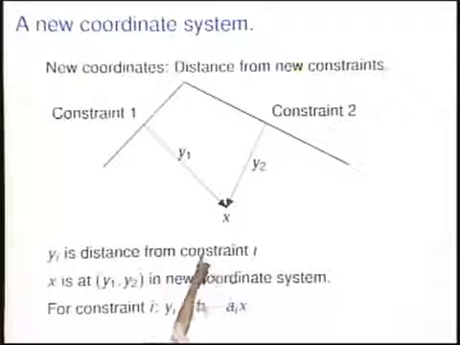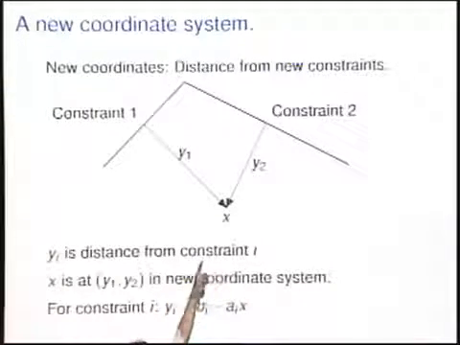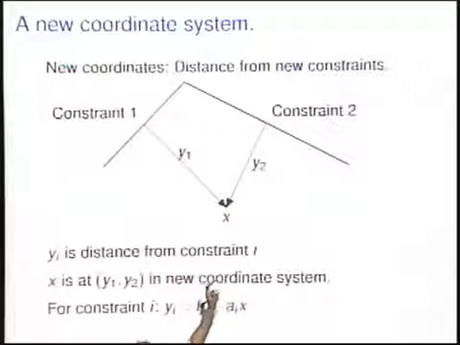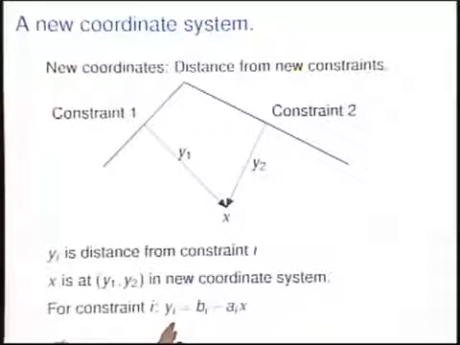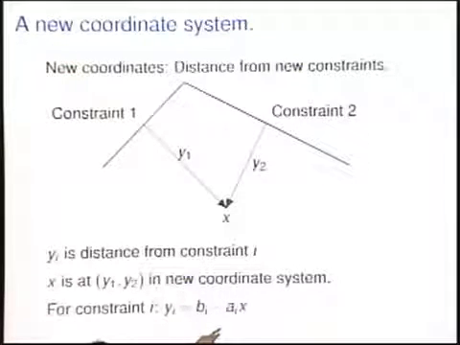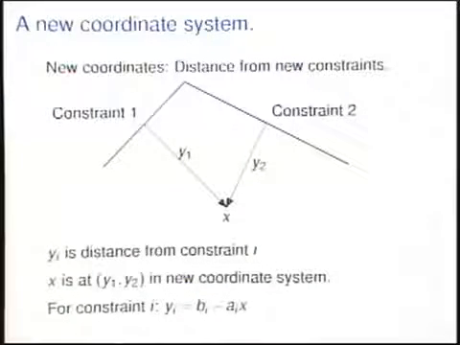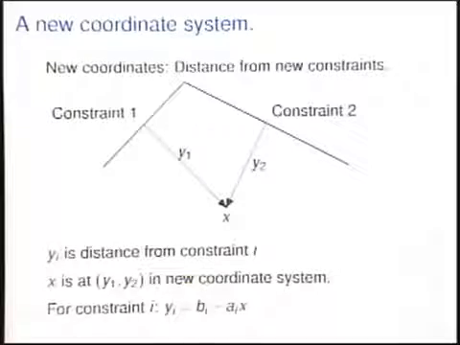Constraint 2 is the set of points where a times x equals b. The distance away from it is where a times x does not equal b, and however much it does not equal b, that's your distance from that constraint. So it's reasonably straightforward to compute the y_i's from the x's of the old coordinate system. It's a nice linear relationship.